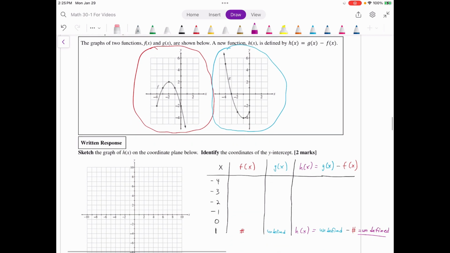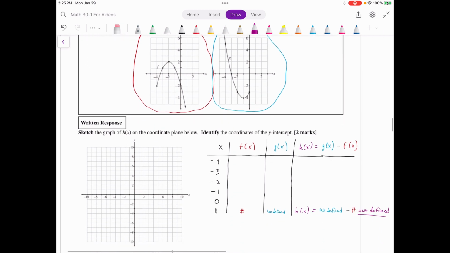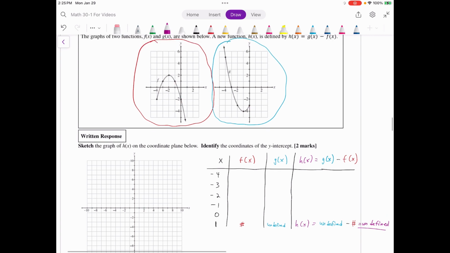In between those two, in between x being negative 4 and x being 0, it looks like we're safe though, right? It looks like they're defined there. So let's just go ahead and get back into it here. When x is negative 4, f of x is negative 2, right? That's the output, so negative 2. And g of x looks like positive 5. When x is negative 4, g is positive 5.